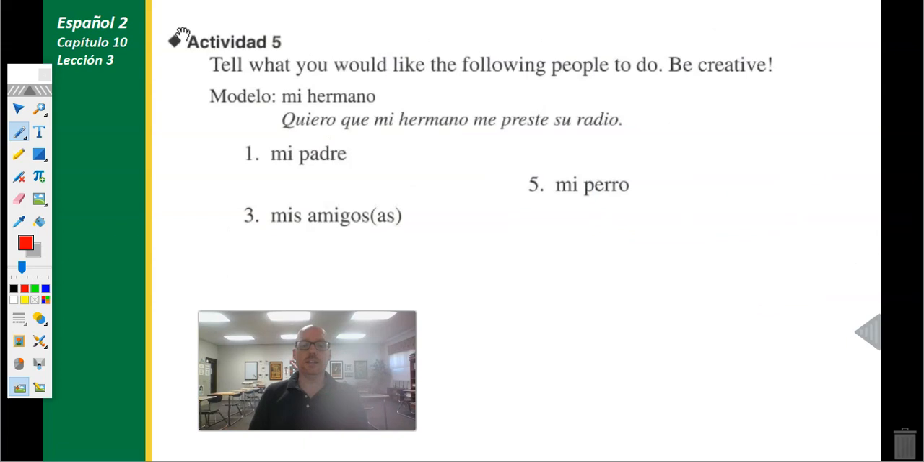A few more activities here. Actividad 5. Tell what you would like the following people to do. Be creative. So here we are using the indirect command.